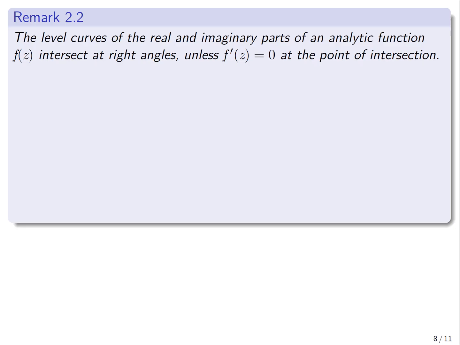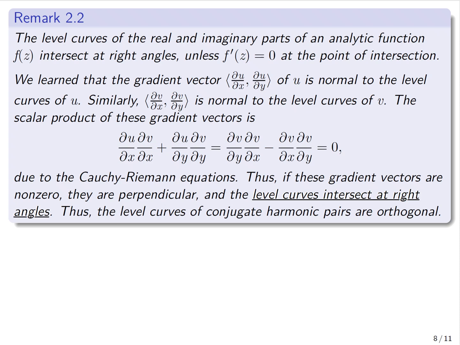We're going to prove this result. It's an interesting result. What it says is that the level curves of the real and imaginary parts of an analytic function intersect at 90 degrees. So they intersect at right angles, unless the derivative is 0, because if the derivative is 0, it's going to disappear, so we cannot talk about anything. But otherwise, they always intersect at 90 degrees. This is something we can prove using the Cauchy-Riemann equations. A really nice application of the Cauchy-Riemann.